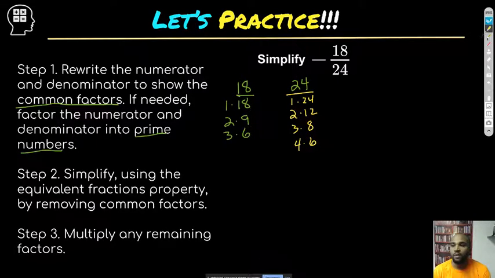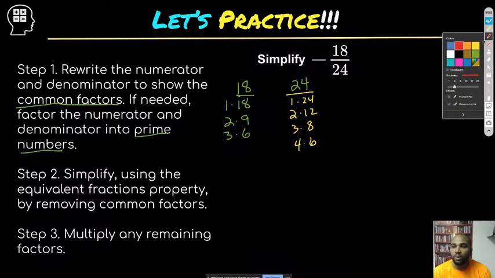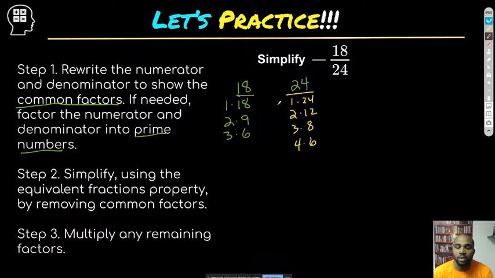So that's enough for our factors on both sides. Now look at both columns and figure out what's the greatest one they have in common. Obviously they have a 1 in common, right? They have a 2 in common, but really I'm looking for the greatest common factor. That's going to make our work so much faster because if you don't find the greatest one, we're still going to have to continue to simplify or reduce to get to our simplified answer.